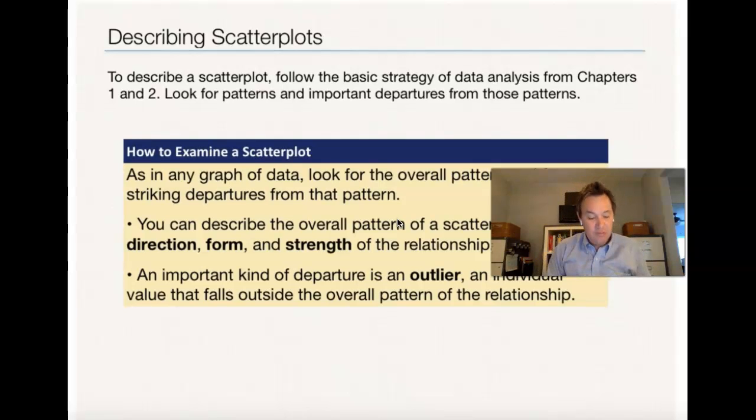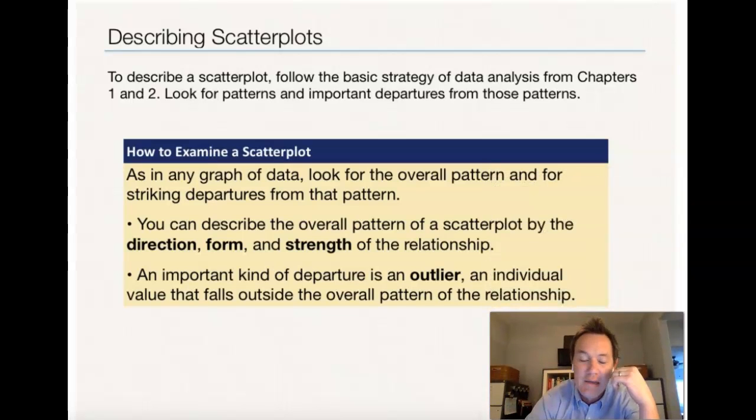So how do we describe a scatter plot? It's the same kind of idea as when we were describing a distribution of a single variable. We had that acronym SOCS, right? And that was shape, center, spread, and outliers if there are any. And you also need to provide context.